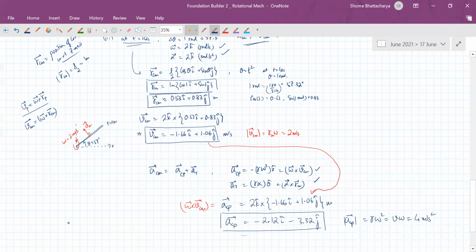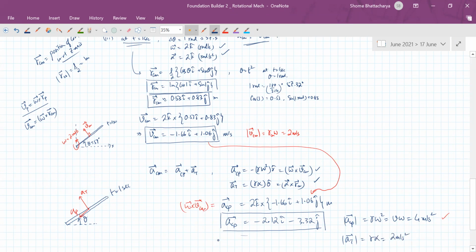So again, in terms of simple components and geometry, at this time of 1 second, the centripetal component of the acceleration, you can see why it's having a negative x component and a negative y component, has a magnitude of 4 meters per second square. And similarly, now we'll see the tangential component of acceleration. It'll have a magnitude of r alpha. So r was 1 meter and alpha is 1. So tangential acceleration, on the other hand, will have a magnitude of r alpha, which will be 2 meters per second square.